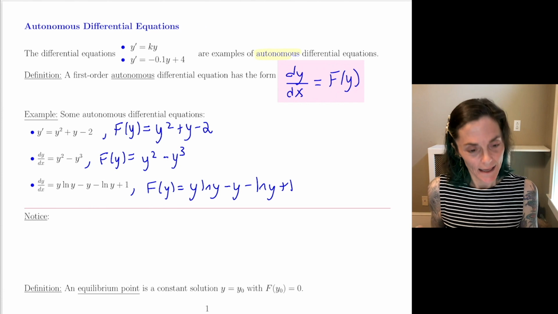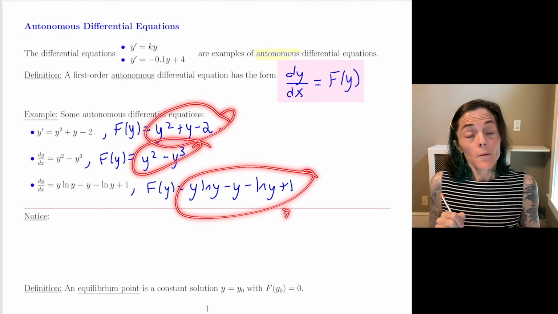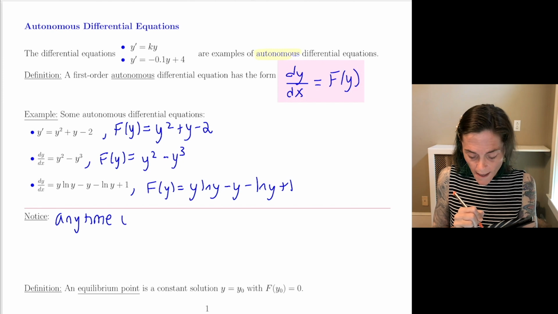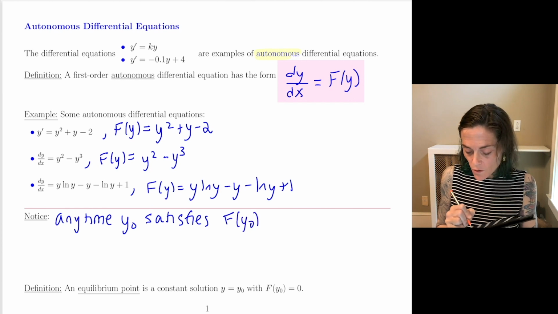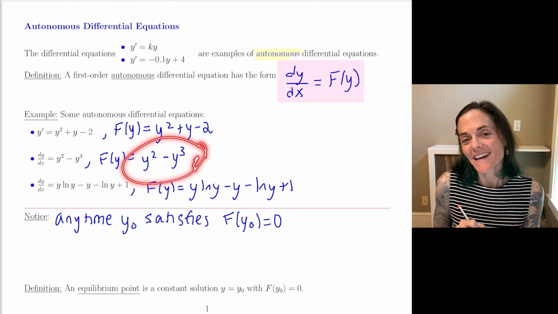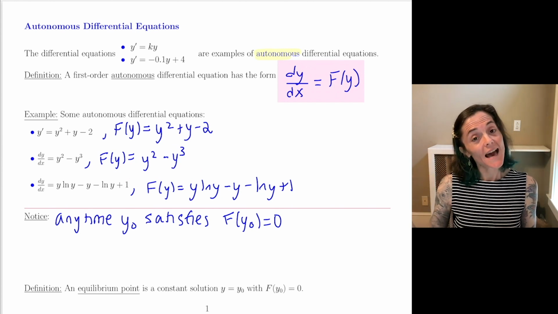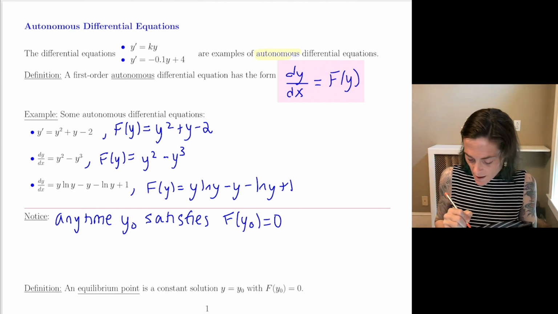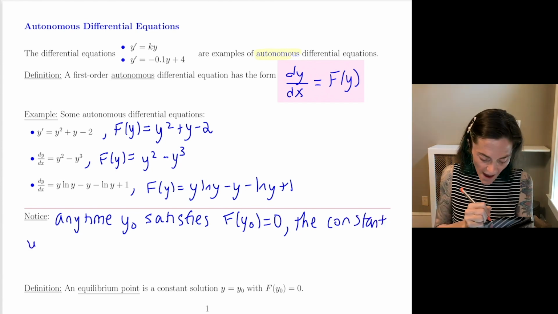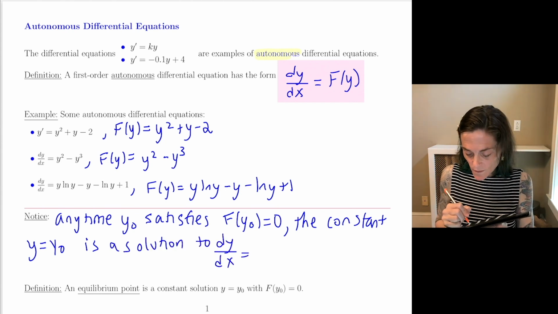Now I want to make an observation here. You see we have function of y, function of y, function of y. But anytime y0 satisfies F of y0 equals 0, where y0 is some number, it could be 0 or it could be 1, for example, we will come back to this problem. But anytime this number y0 satisfies F of y0 is 0, the constant function y equals y0 is a solution to dy/dx equals F of y.